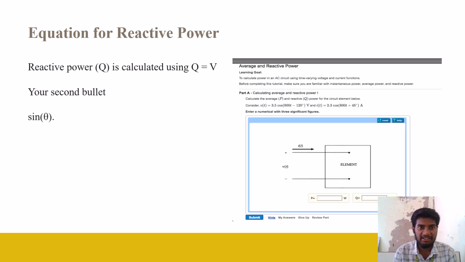And coming to the next slide, the equation for reactive power. Average reactive power. So what's the equation for reactive power? Reactive power is calculated by using Q equals V I sin theta. So this is the equation for reactive power.